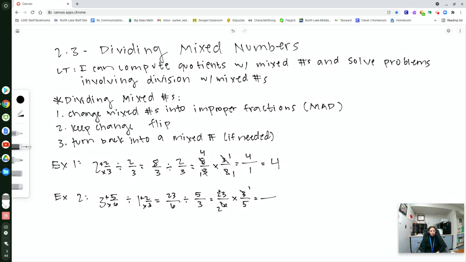So now I'm ready to multiply across. 23 times 1 is, 23 times 1 is not 1. It's 23. And then 2 times 5 is 10. Now, step 3, turn it back into a mixed number if needed. Yes, we are going to have to do that here because this is an improper fraction. 10 fits into 23 2 whole times, but we would still have 3 pieces or 3/10 left over. So the final answer for this one is 2 3/10.